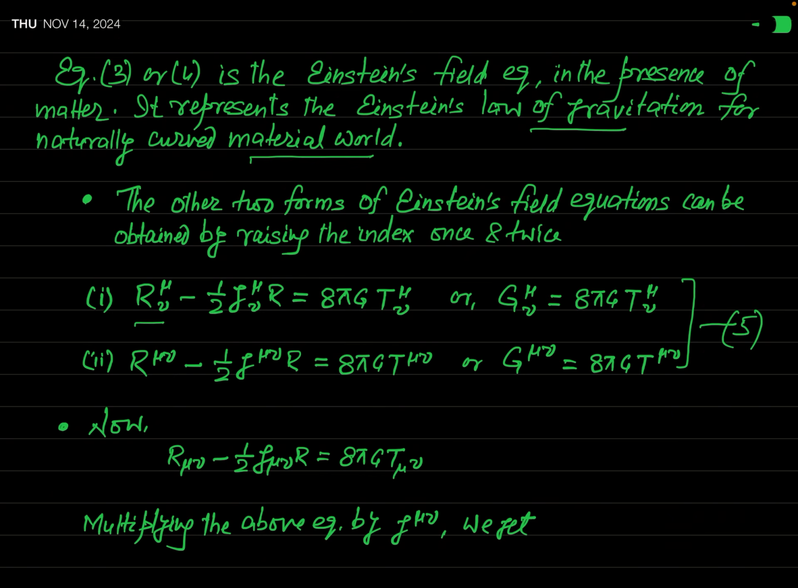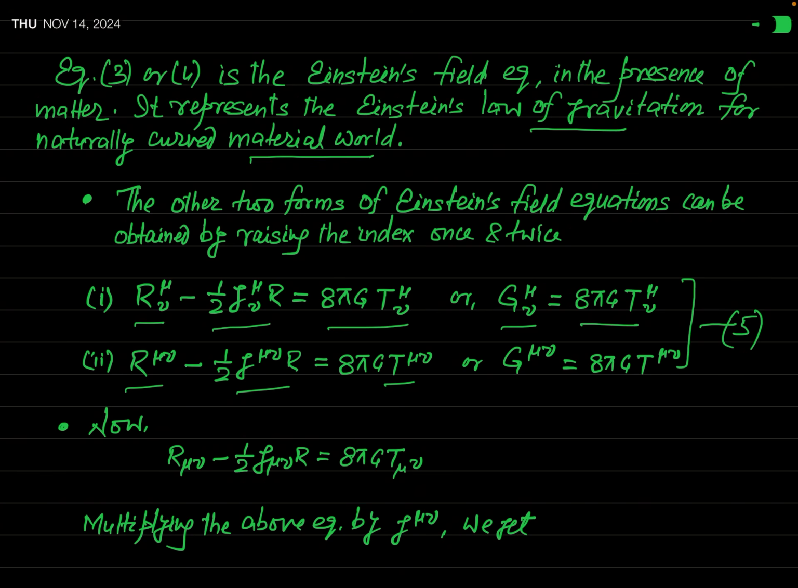This R superscript mu subscript nu minus this much is equal to this much. Here mu has been raised, or you can say that this G mu nu is equal to this much. And if nu is also raised, then R mu nu, a second order contravariant tensor, minus this much equals this much. So Einstein's field equation may be written either in terms of the covariant tensors, or mixed tensors, or contravariant tensors. All are equivalent to one another.